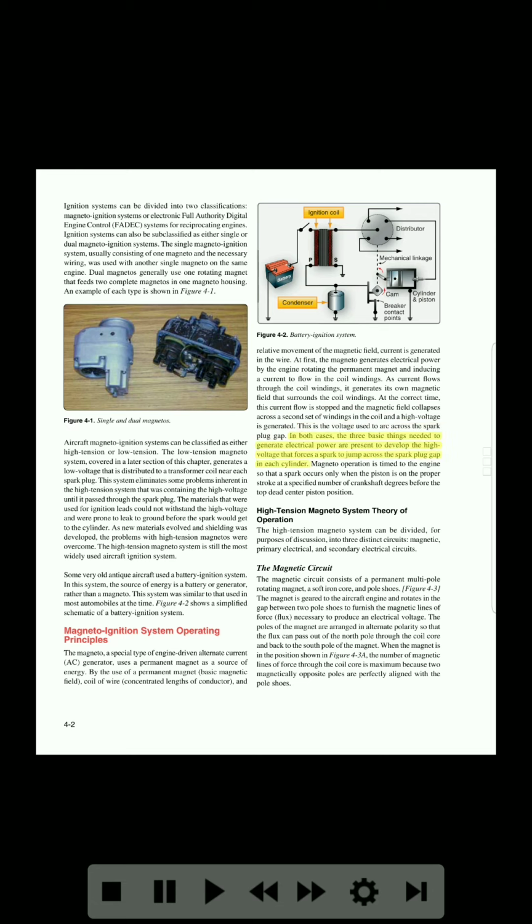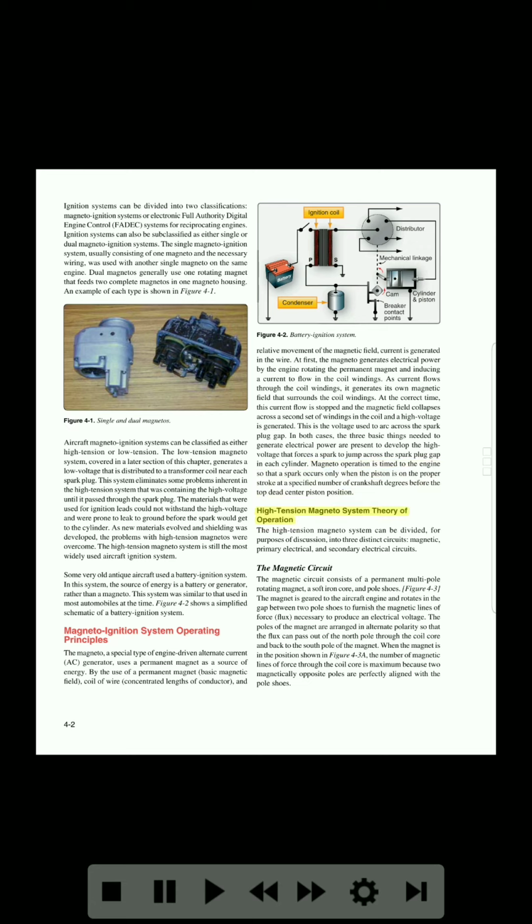In both cases, the three basic things needed to generate electrical power are present to develop the high voltage that forces a spark to jump across the spark plug gap in each cylinder. Magneto operation is timed to the engine, so that a spark occurs only when the piston is on the proper stroke at a specified number of crankshaft degrees before the top dead center piston position.